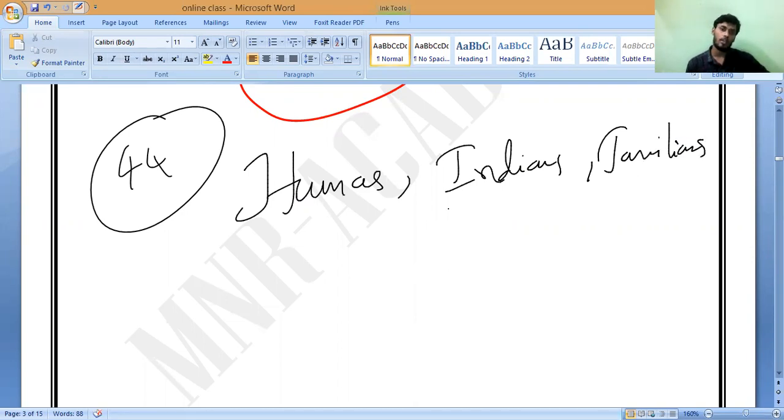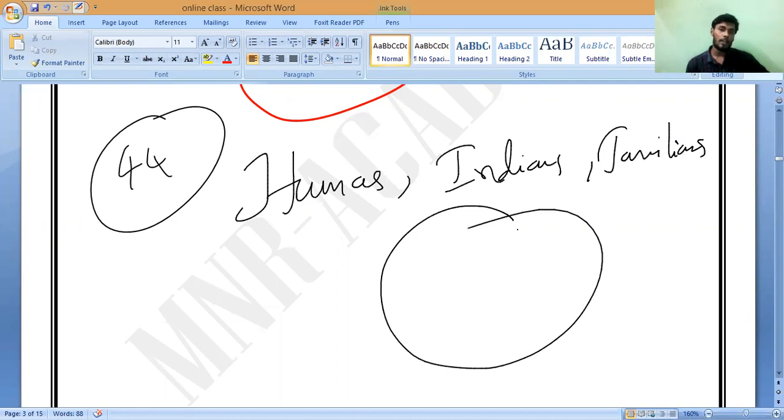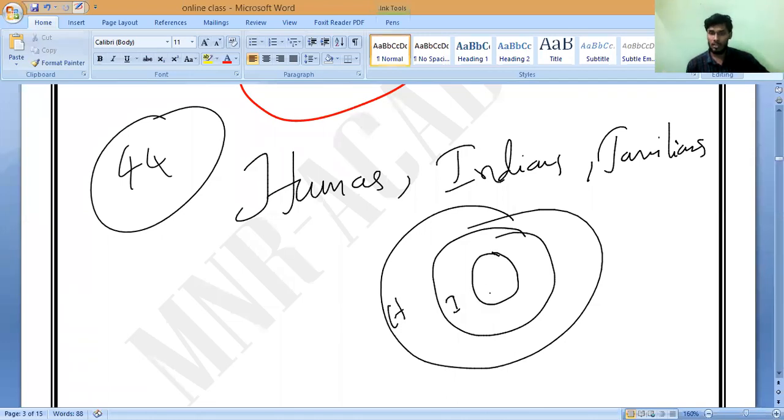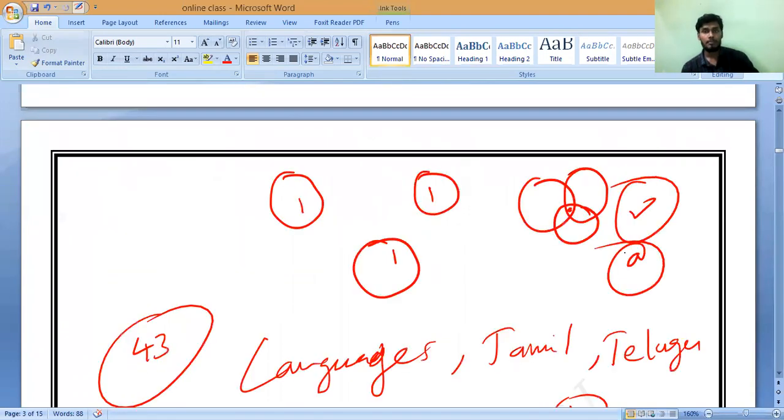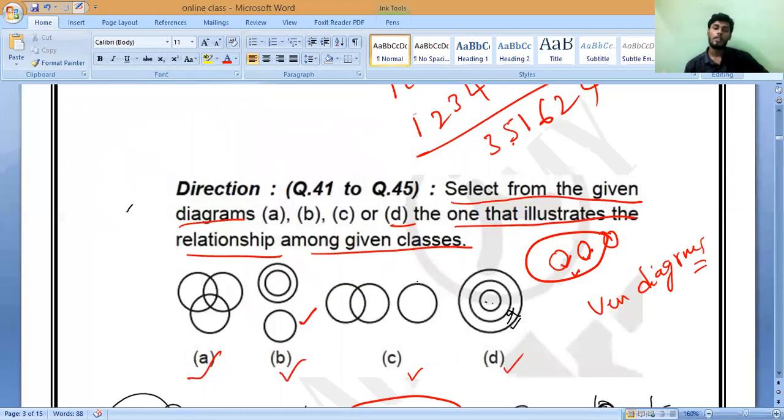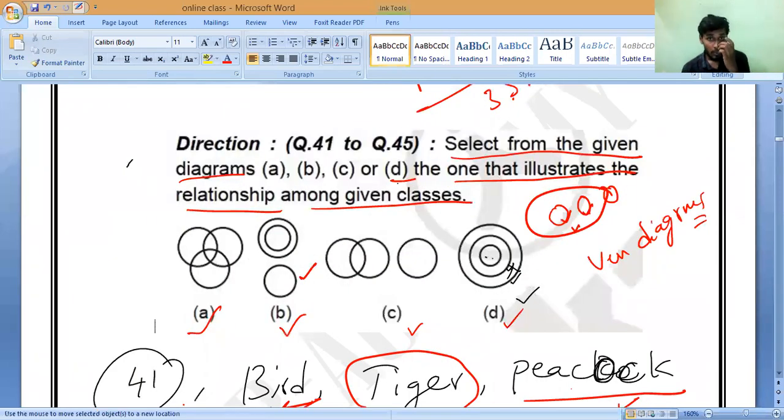Human beings: all are humans. In that, Indians: all are Indians. India is part of human beings. Tamilians are also in India. Tamil Nadu is one of the parts of it. So Tamilians are also there. So that is the representation. Which option diagram? Option D will be. Option D diagram.